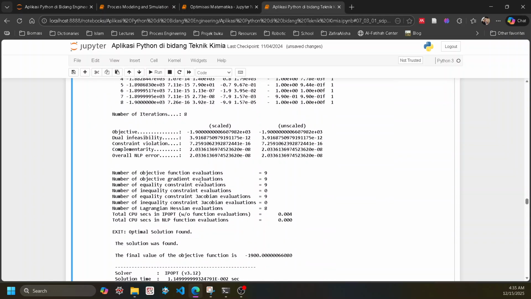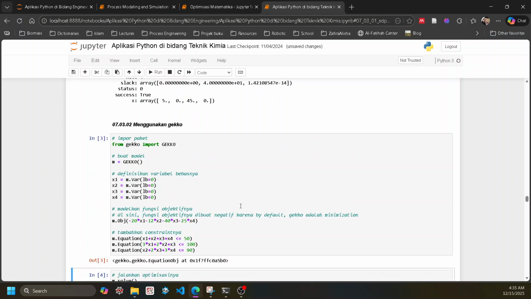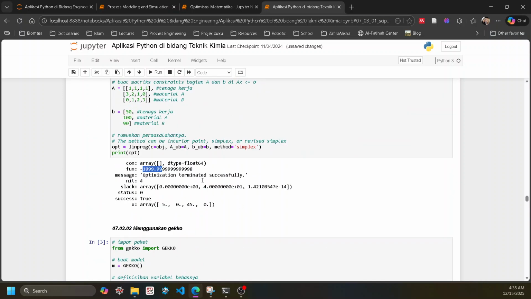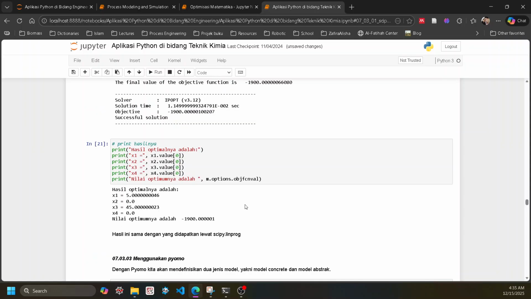You can go through this. Do objective functions, and then the objective function is also 1900, similar with the one that we get from linprog. It's just slightly different. And then we can see x1. Now if we want to print, we print x1.value, x2.value, and so on and so forth. And then for the objective function, m.options.objfcnval.